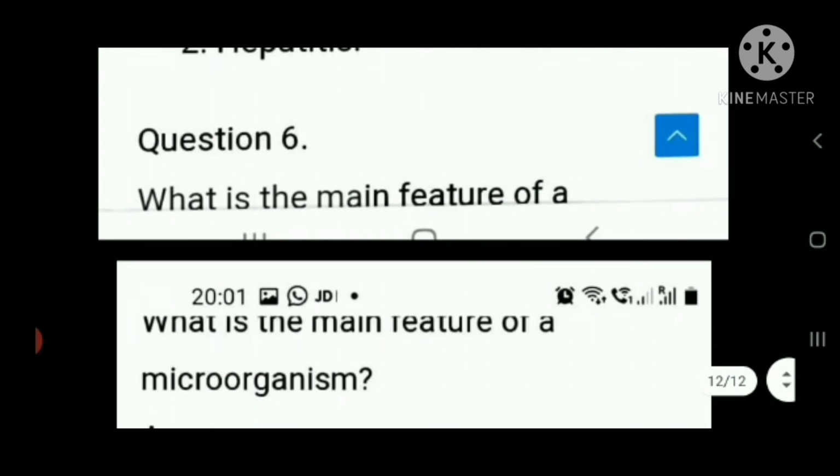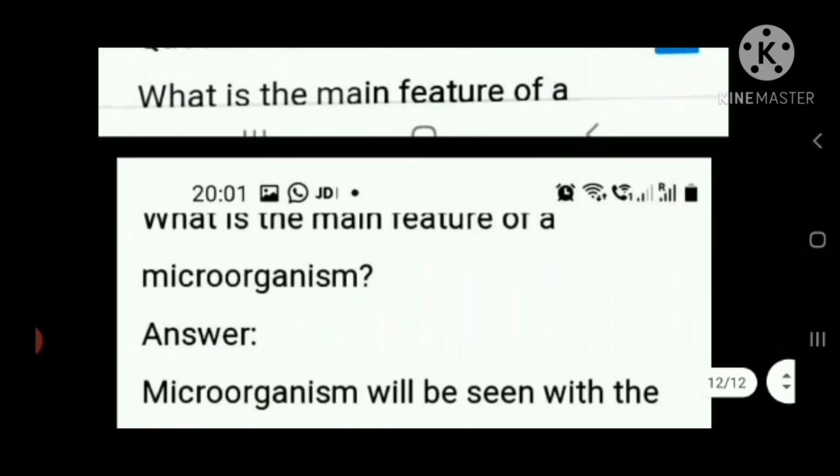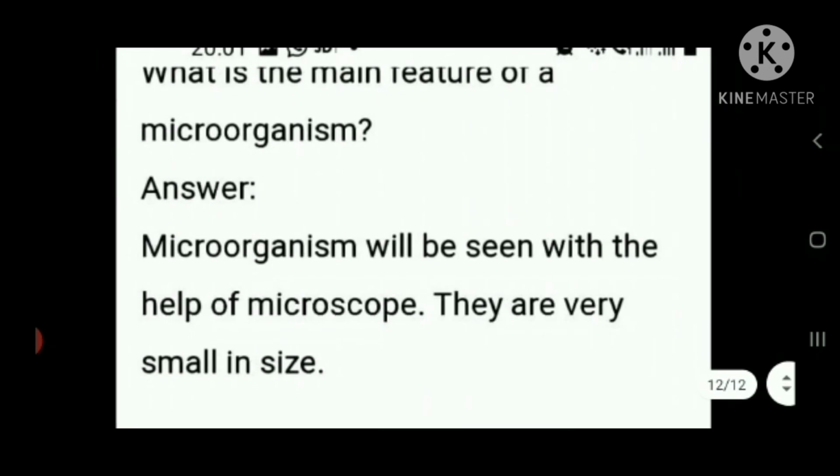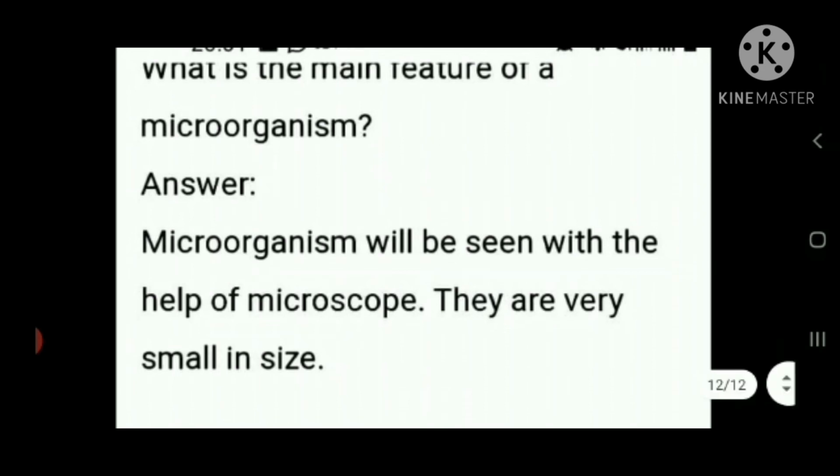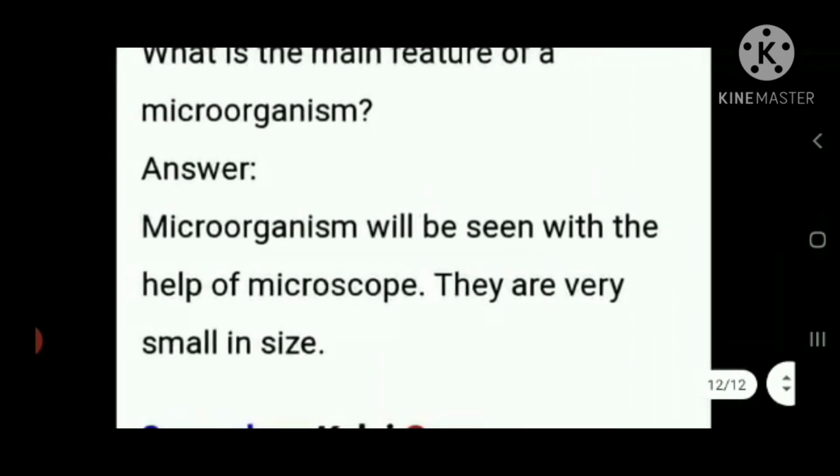Then what is the main feature of a microorganism? Microorganisms can be seen only with the help of a microscope. They are very small in size.